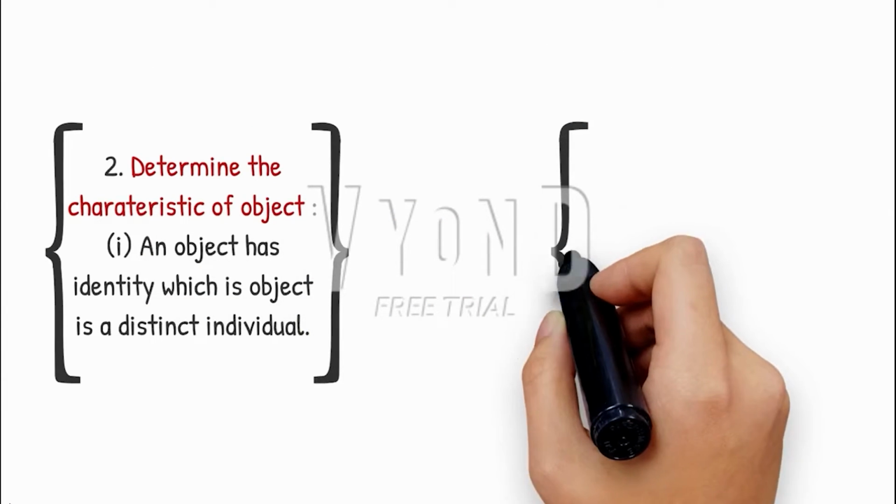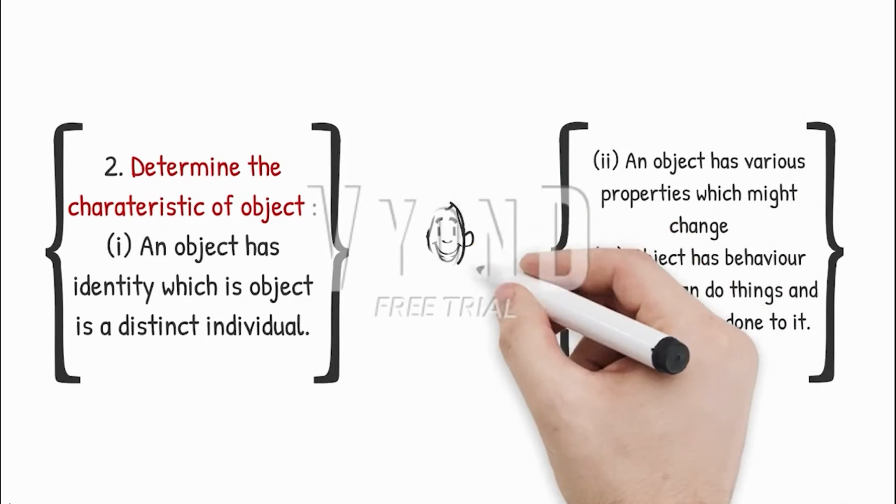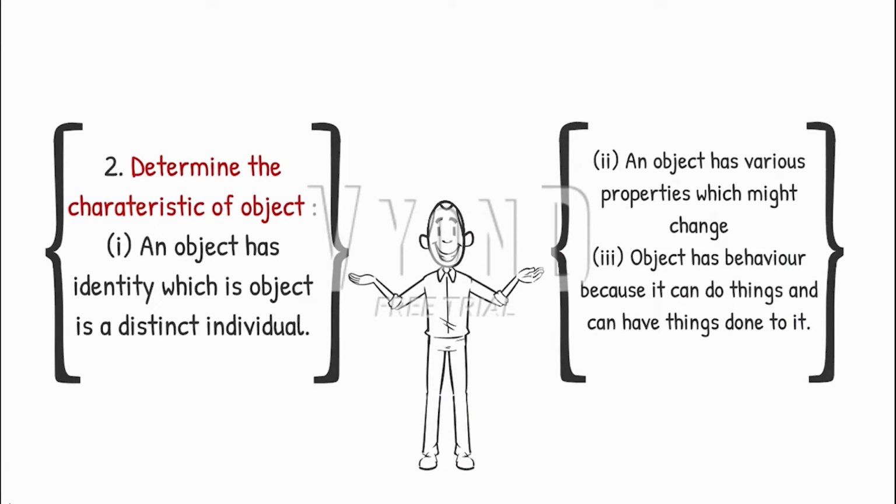Secondly, another function is to determine the characteristics of the object. The example of characteristics of an object is that an object has identity, which is an object is a distinct individual, and an object has state, which has various properties which might change. Last, an object has behavior because it can do things and can have things done to it.